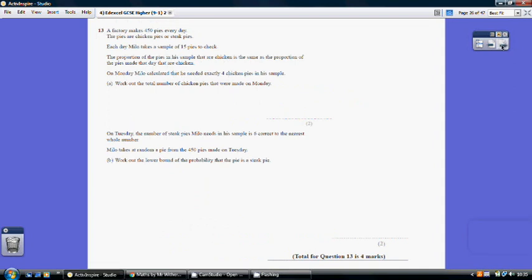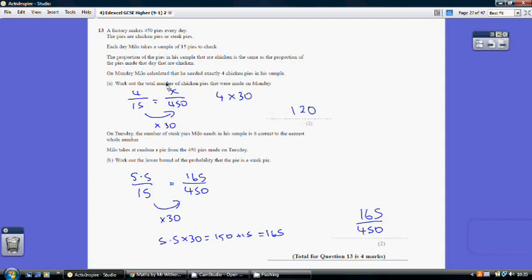Question 13. We're told that on Monday Milo calculated that he needed exactly 4 chicken pies in his sample. So 4 out of 15 in his sample. So we need to have the same ratio as we have in the sample as in the population. We have 450 pies in total. So 4 over 15 is going to be x over 450. How do we get from 15 to 450? We multiply by 30. So 30 times 4 is 120.